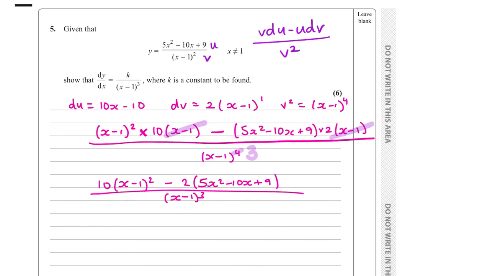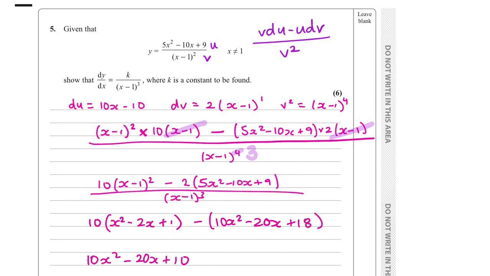So x minus 1 squared, I'm just going to do it a bit slowly, but this is 10 lots of x squared minus 2x plus 1. Okay, that's going to give me 10x squared minus 20x plus 10. And then minus, I'm going to have brackets 10x squared, 2 times minus 20x, and then 2 times 9 is plus 18. So then this becomes minus 10x squared plus 20x minus 18. Okay? Everyone's still with me?